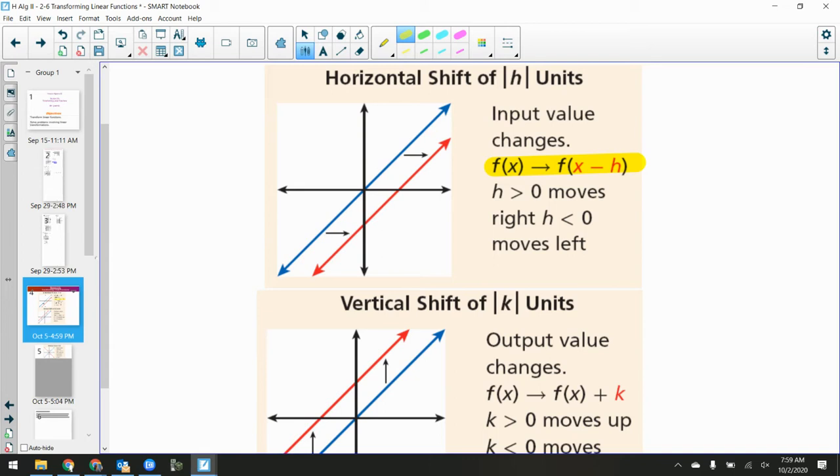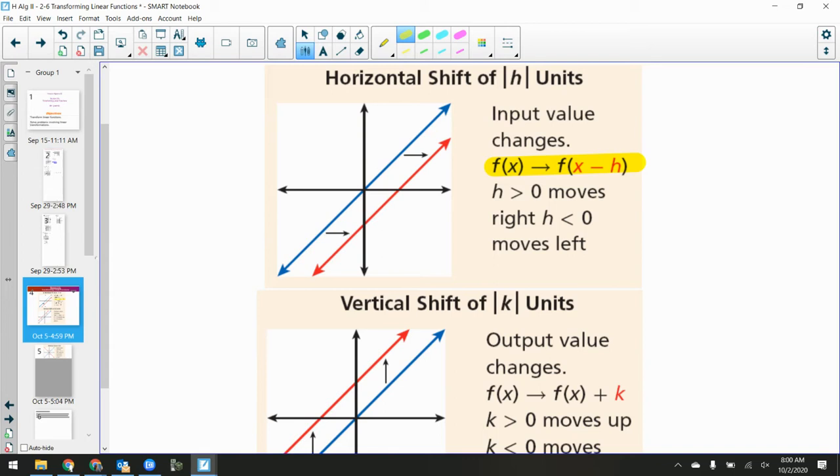That's going to take f of x and map it to f of x minus h. What does that mean in function notation? That means I'm going to take the function and change the input value, and that's what that says up there, right? Change the input value from x to x minus h.